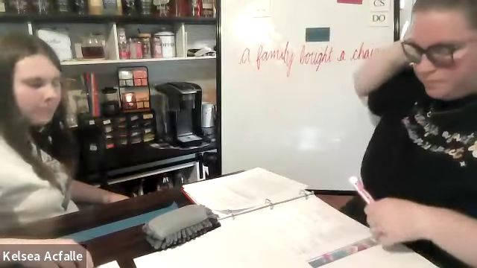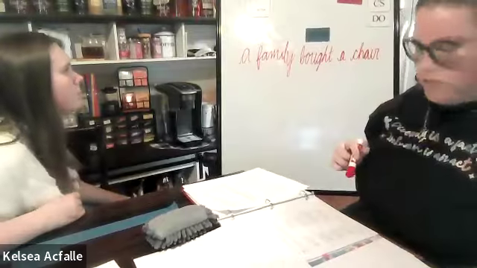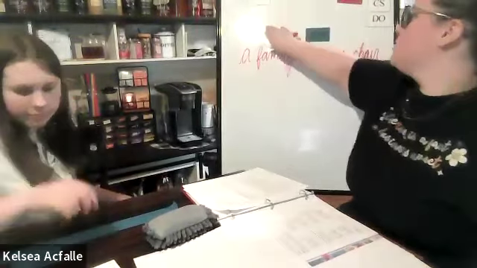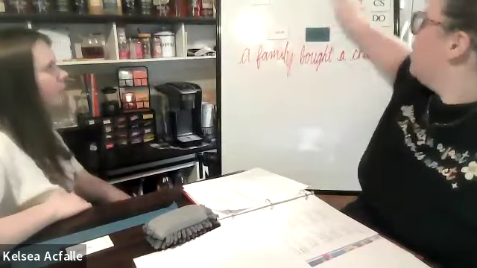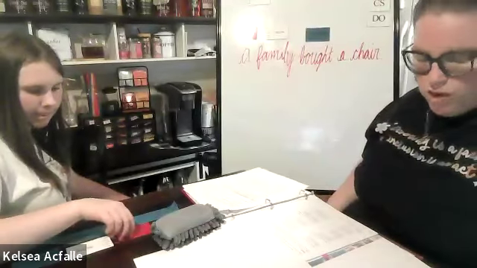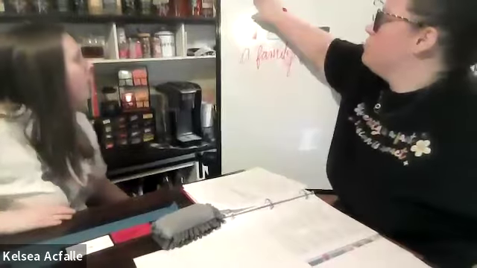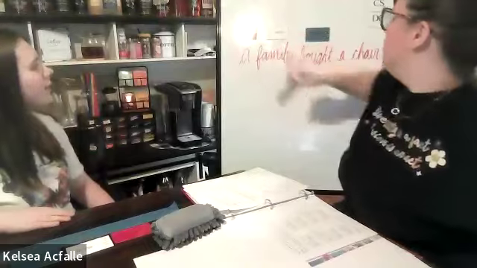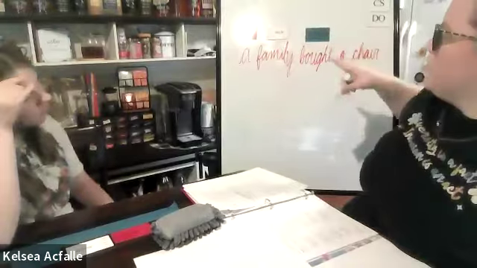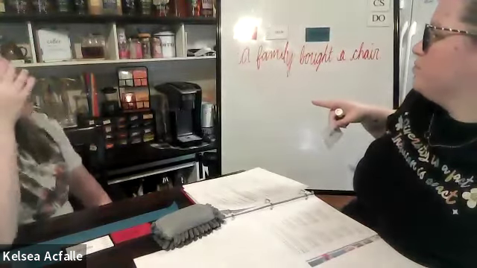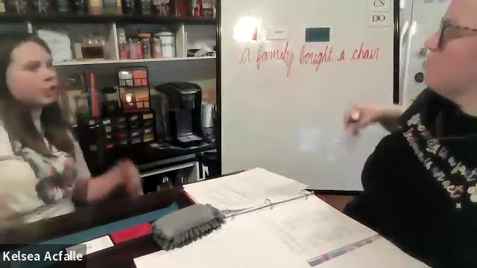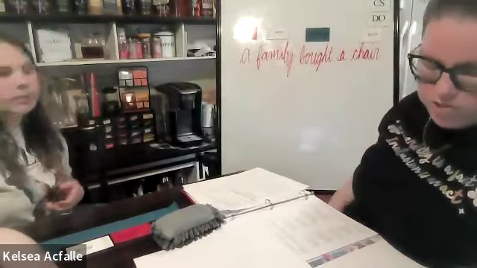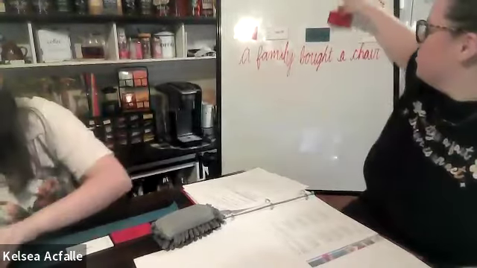Yes, bought. Okay. Who bought? Family. Family bought. That's our noun. What family? A family, which is an article. Good job. Bought what? A chair. But we have to pick which one is our noun. Is it a or is it chair? It's chair, because then I'm going to ask another question. What type of chair? A chair, which is an article. Good job.